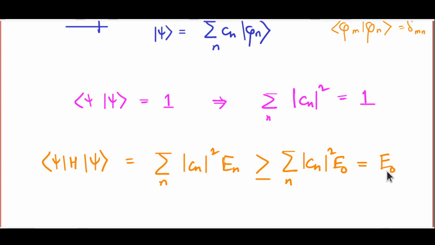So what this proves is our result, that the expectation value of a Hamiltonian in an arbitrary normalized ket is always bounded below by E0. It can go as far down as E0 but no further down.